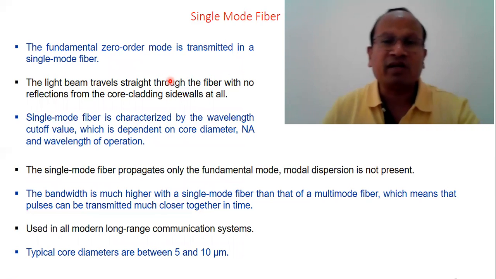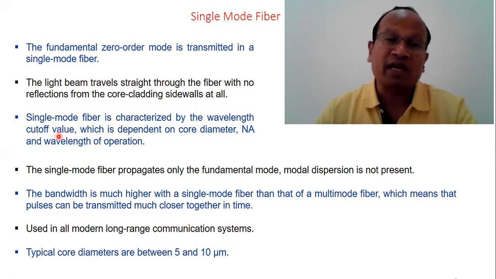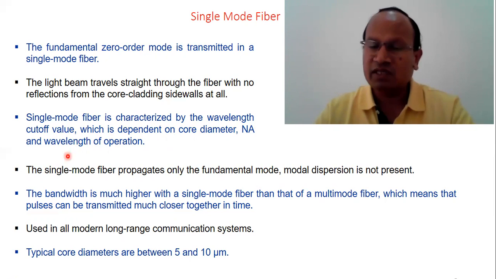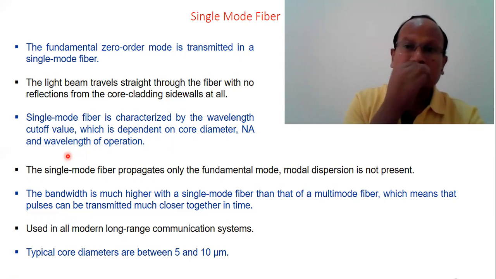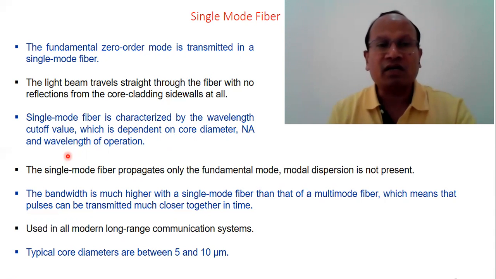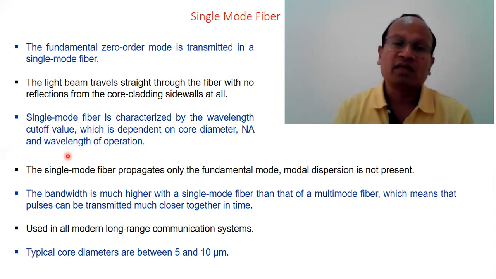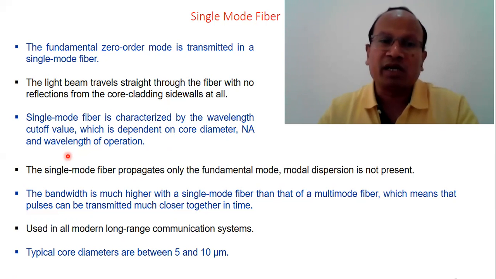The single mode fiber is characterized by the cutoff value of wavelength, which further depends on core diameter, numerical aperture, and wavelength of operation. It really depends on the cutoff value of wavelength, which further depends on core diameter, numerical aperture, and wavelength of operation.